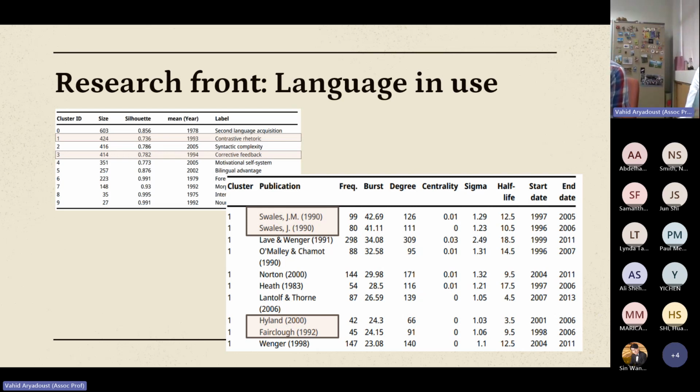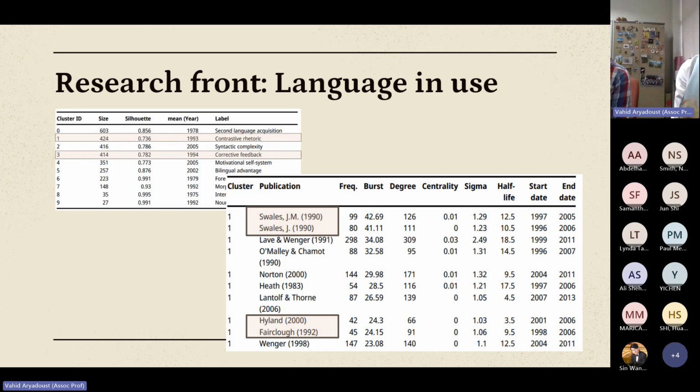Cluster 0 is the oldest cluster because its mean index, as you can see from the table, is 1978. Whereas the youngest cluster, based on the mean year of publication, is cluster number 4, right? 2 and 4. 2 and 4. Yeah, they're both 2005.